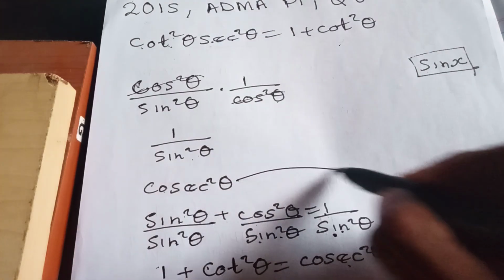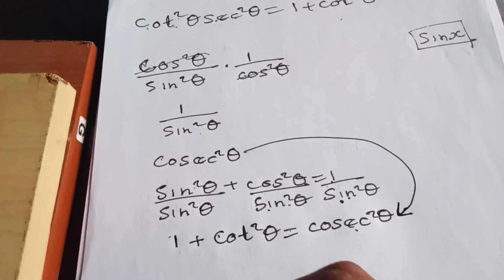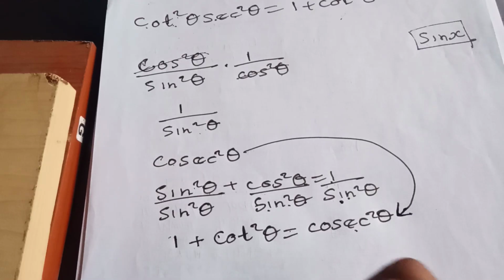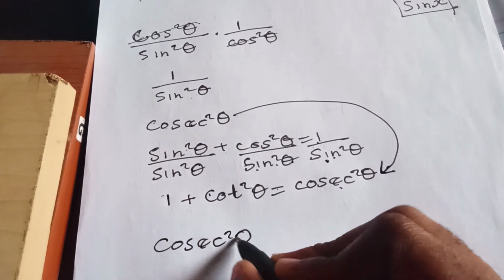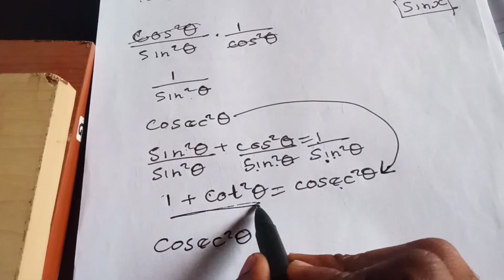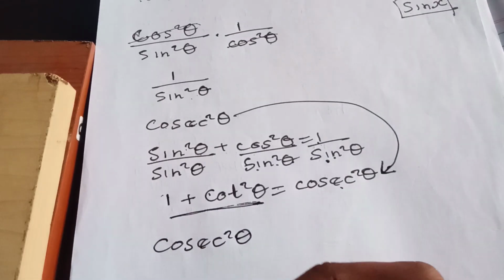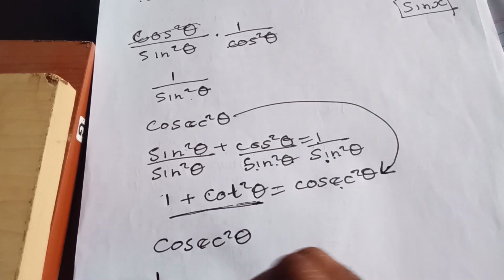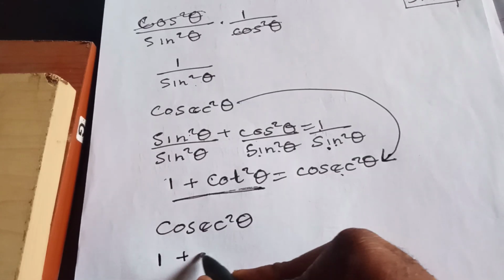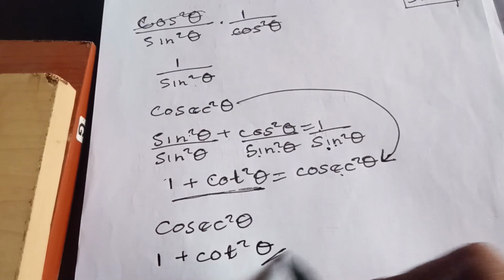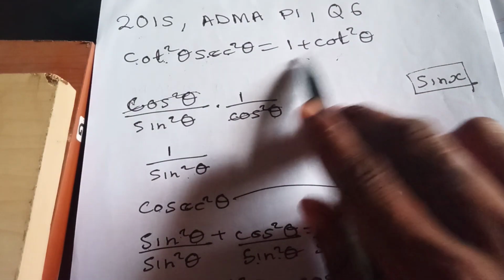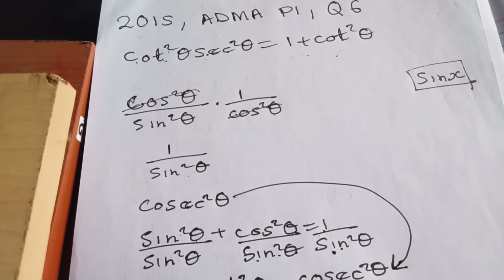So where you have a cosec here, remember we ended there. Where you have cosec squared theta, you can always put this because this is the value of cosec squared. So this will be 1 plus cot squared theta, and this proves the identity. As you can see, this is what we have on the right hand side.